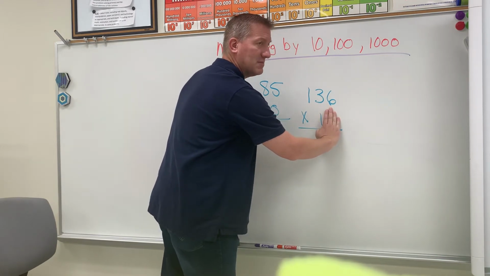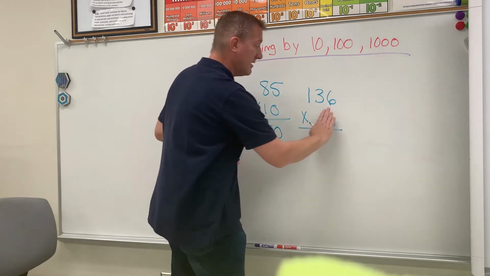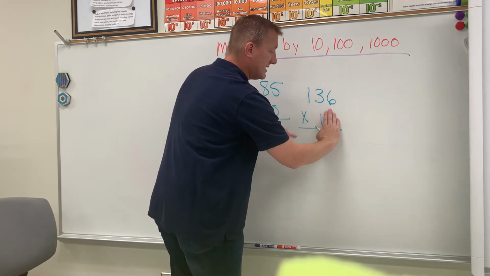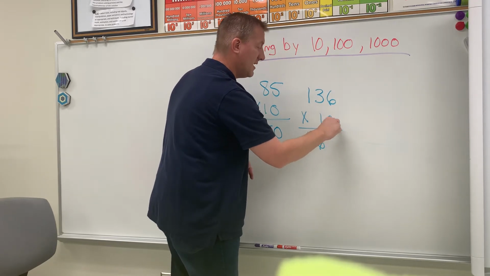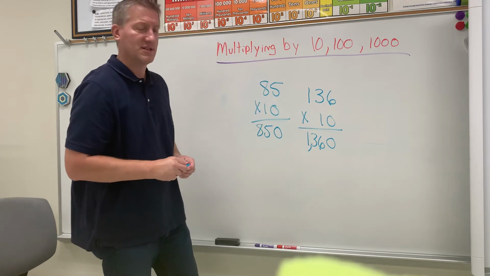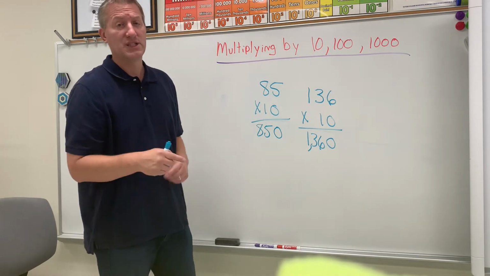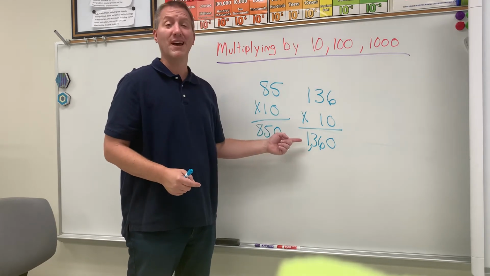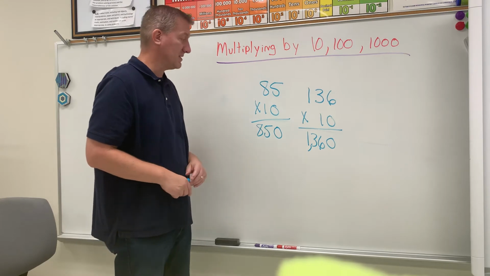136 times 1 is 136, right? So 136 times 1 is 136. Put the 0 on the end. There I have my answer. It's 1,360. And again, check me on the calculator. It's right. Okay? Because it works 100% of the time.